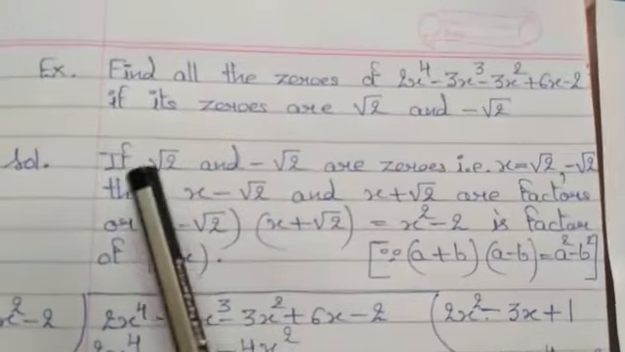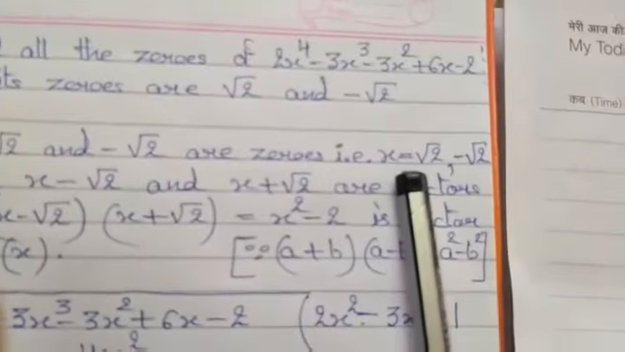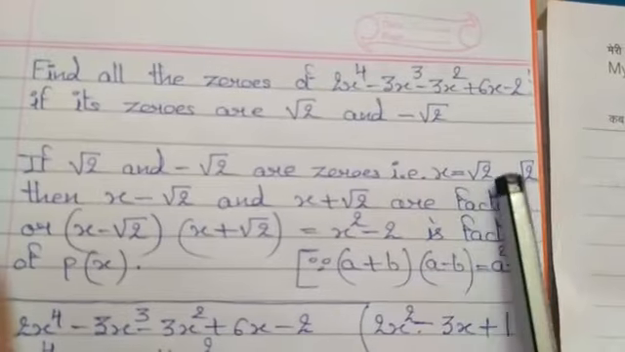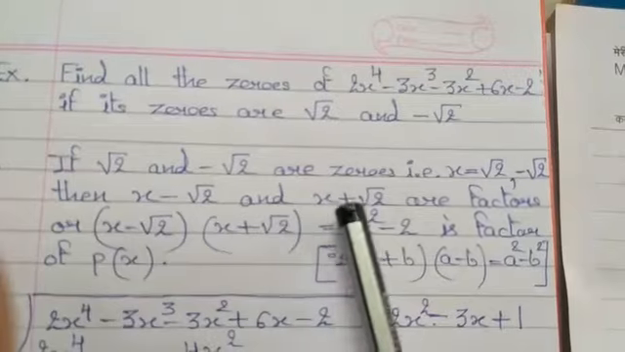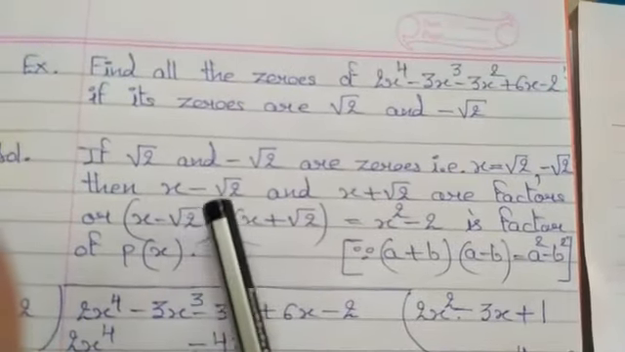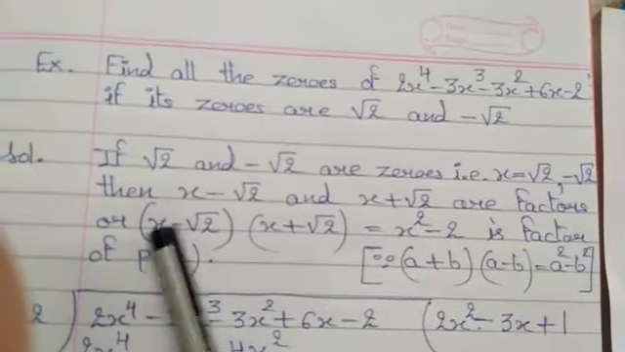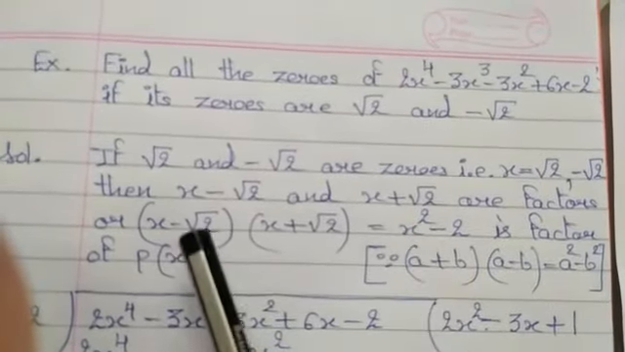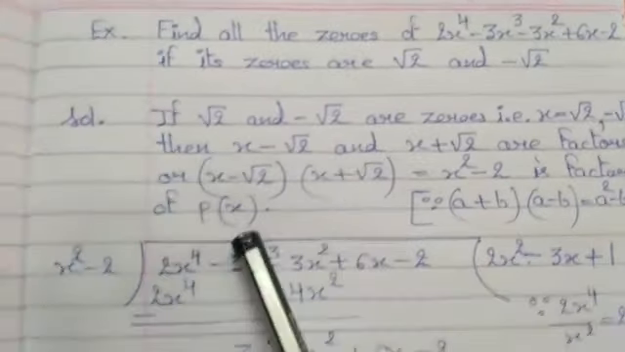So look at the solution. If root 2 and minus root 2 are zeros, it means x equals root 2 and x equals minus root 2. Otherwise, if you shift them to the left hand side, x minus root 2 and x plus root 2 are factors. Do their product, x minus root 2 and x plus root 2. It will become the (a plus b)(a minus b) formula. It is x square minus root 2 square, which is minus 2. So x square minus 2 is a factor of p(x).